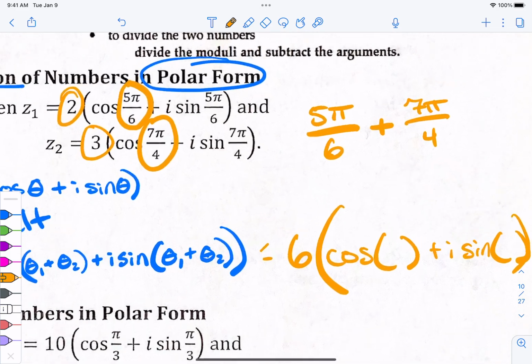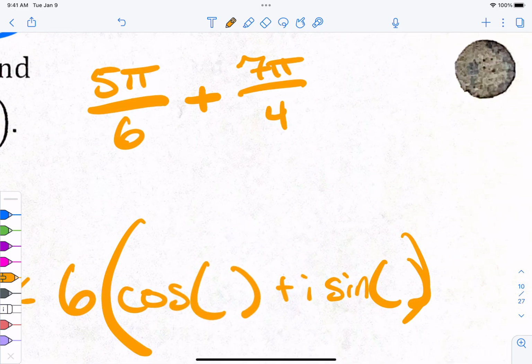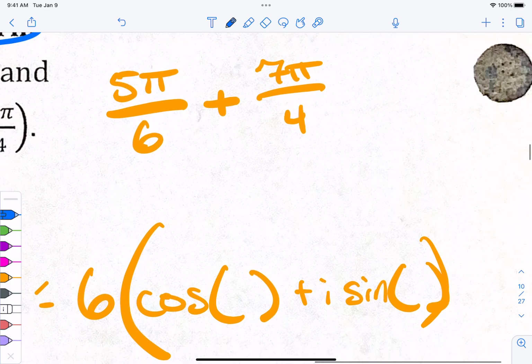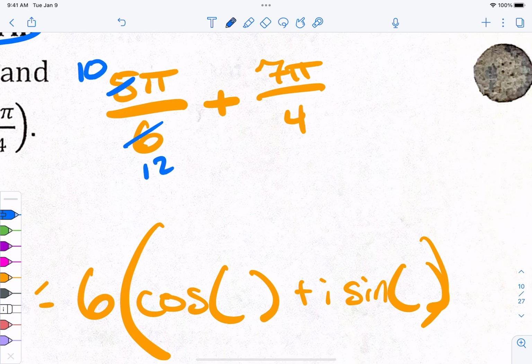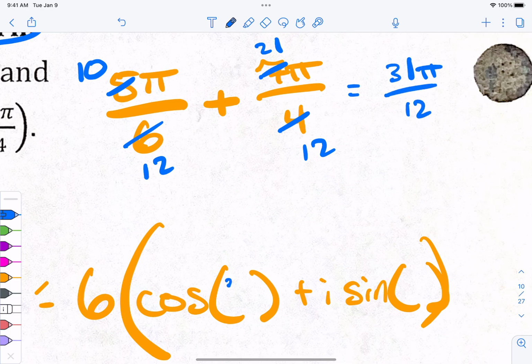Got it? Okay, now, don't give me a decimal. We want to make sure that we have it nice and good. And we want to find a common denominator. 12. So if I change this to 12, this has to be changed to 10 pi over 12. If I change this to 12, this has to be 21. What is 10 pi over 12 plus 21 pi over 12? 31 pi over 12. And you don't reduce. Just leave it as 31 pi over 12.